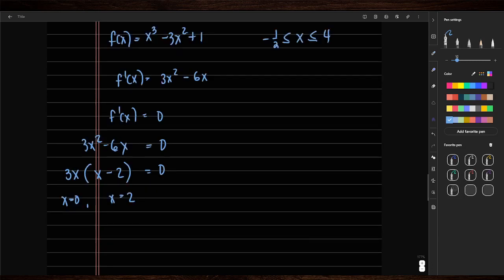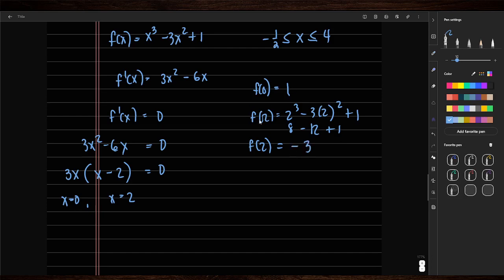So we plug in the values of the critical numbers to the given function, no? First at 0, this becomes 1, right? So 0 cubed minus 3 times 0 squared plus 1, that is 1. At f of 2, this becomes 2 cubed minus 3 times 2 squared plus 1, so that is 8 minus 12 plus 1, which is negative 4 plus 1, so negative 3.